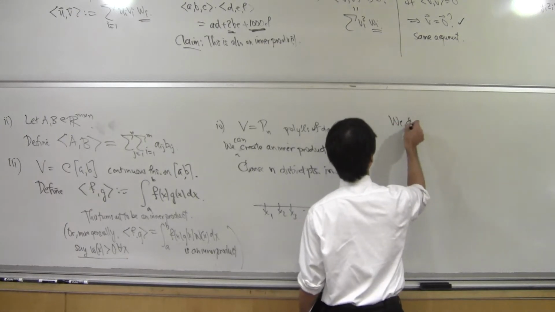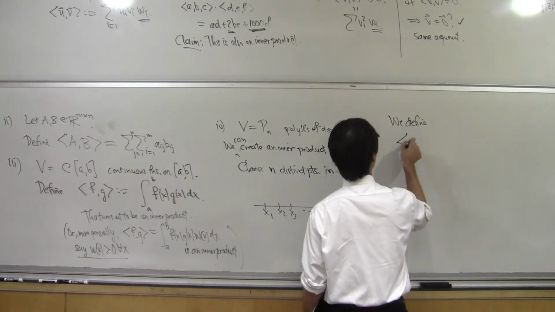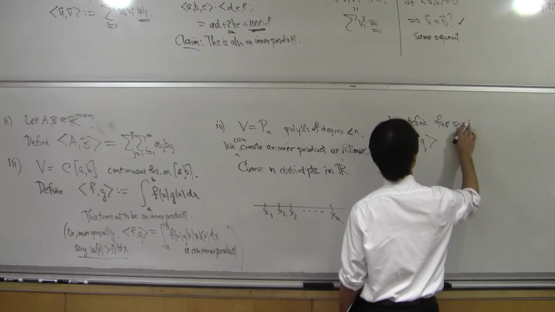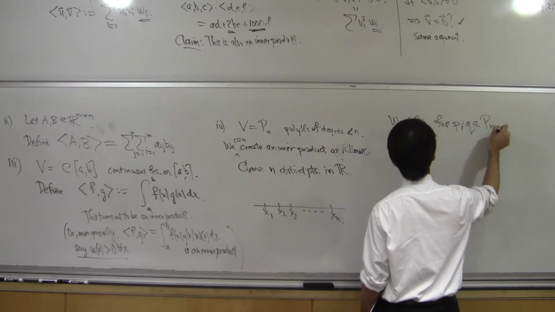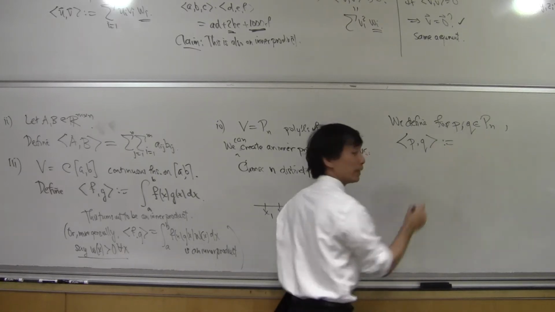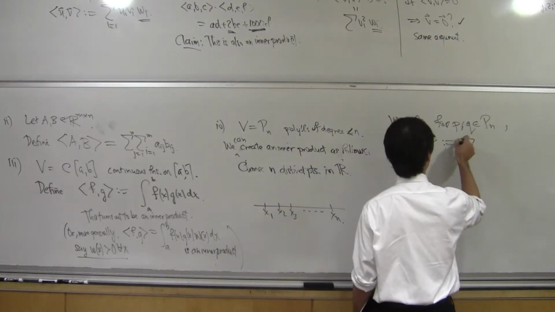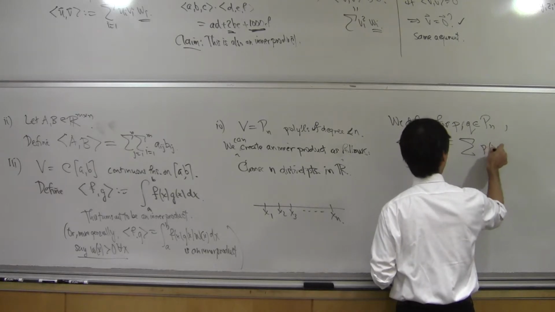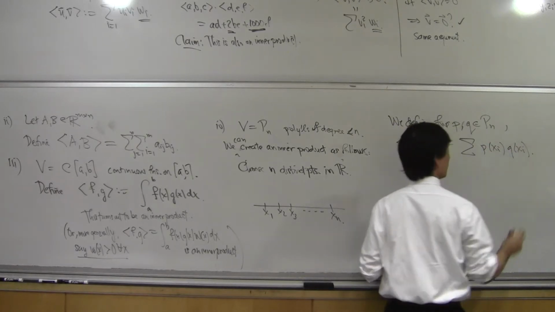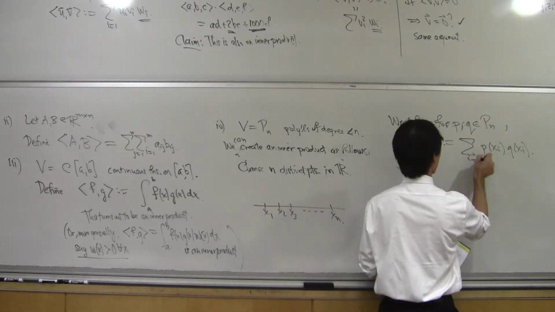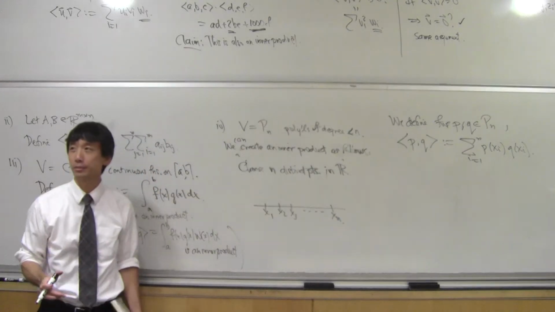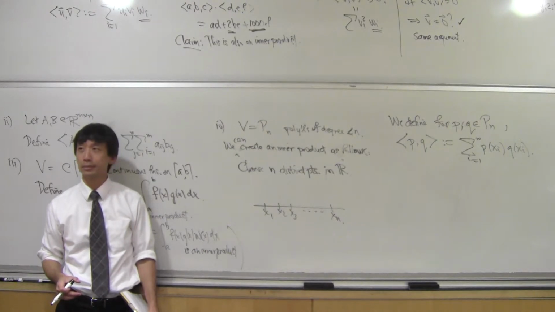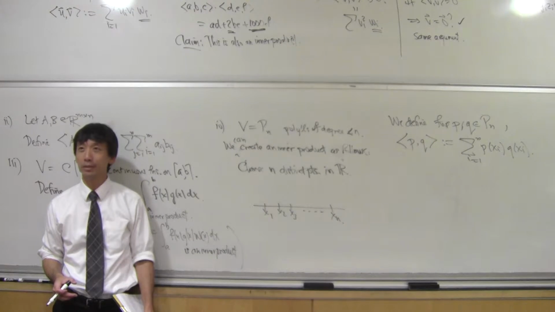We define the inner product of polynomials p and q as the sum of the products of the values of the polynomials at those points. I'm not really sure what you mean by endpoints.